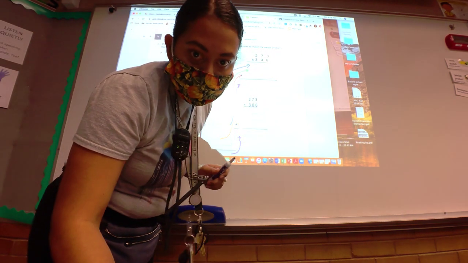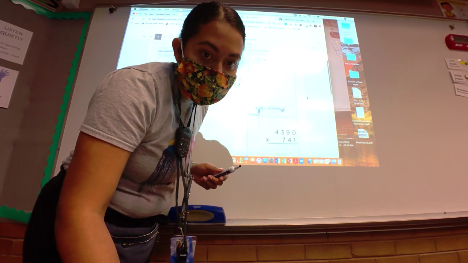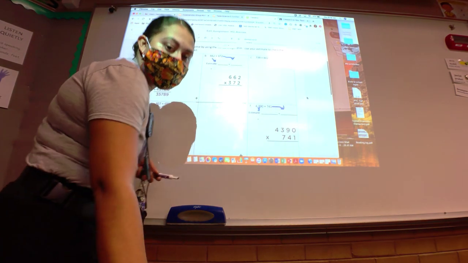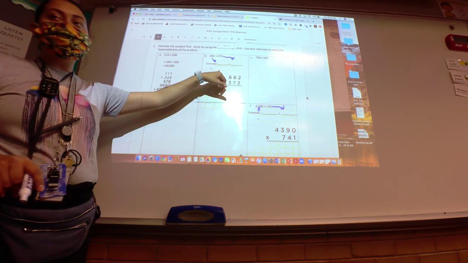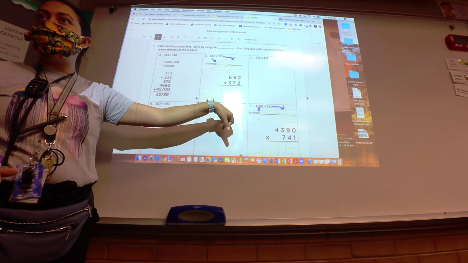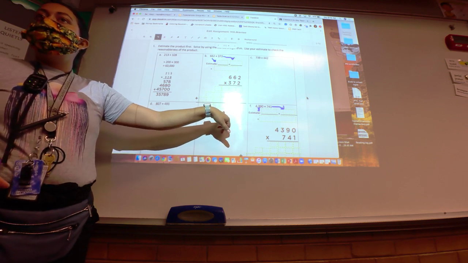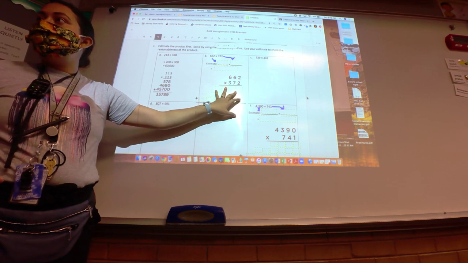Alright, slide 4. And then slide 5 is exit ticket. So we're just doing 2 problems on here. First, we're going to estimate to find a reasonable answer to check our final answer. Thank you, Merle, for remembering the past. And then we're going to multiply using the standard algorithm, okay?